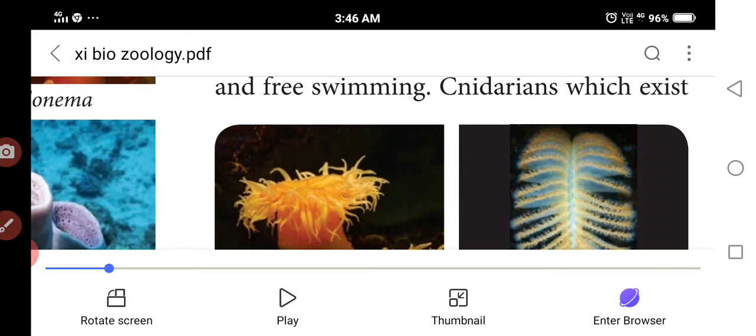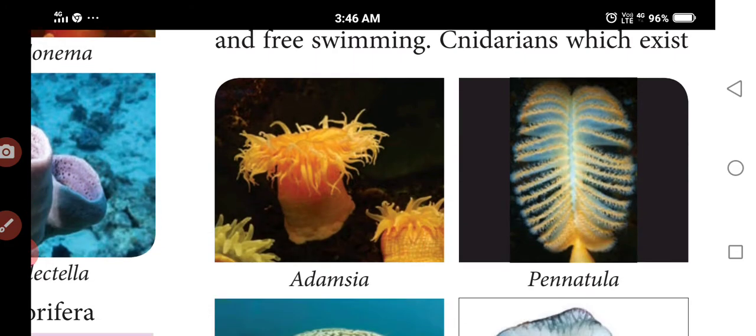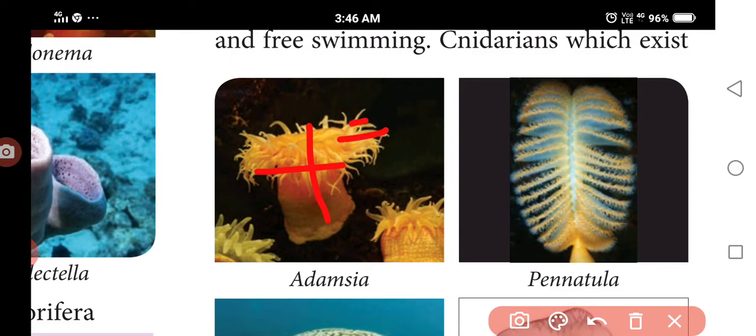This is the aquatic one, with free swimming and colonial forms. Radial symmetry is here. The name Cnidaria is derived from the Greek word for sting. Cnidaria have tentacles, some needle-like structures. What is the use of these tentacles?